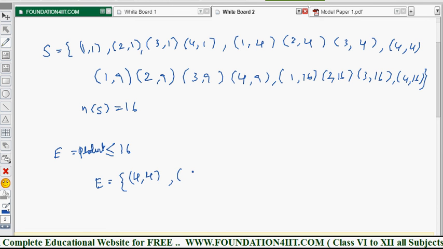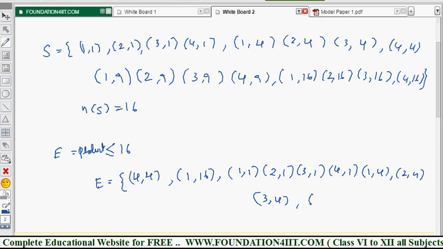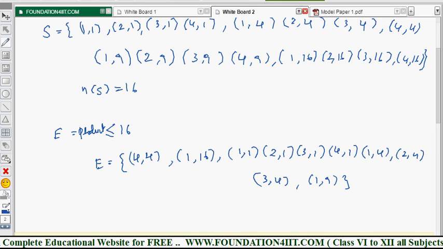4, 4 less than or equal to 16. So 1, 16 gives 16, equal to 16. And 1, 1, you get 2, 1, 3, 1. That's all you can take. 4, 1 because 4 ones are 4, it's less than 16. And even 1, 4 also. Again 2, 4, 3, 4, 1, 9. If you observe, this much only; the remaining products are all greater than 16, because 3 into 9, for example, 3 nines are 27, it's more than that. Then n of E is 10 only.